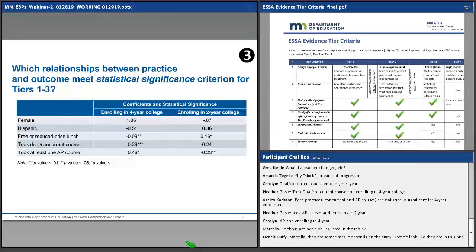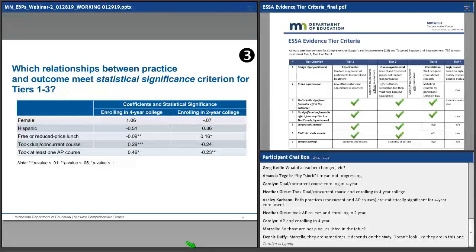So I'm looking at some other responses here. Let's say both concurrent AP courses are statistically significant for 4-year enrollments. Other people, AP courses and enrollment in 2-year college. Yeah, exactly. So AP courses and enrollment in 2-year college are indeed also statistically significant. You see 2 asterisks there at the negative 0.23. However, what's the issue with that one?